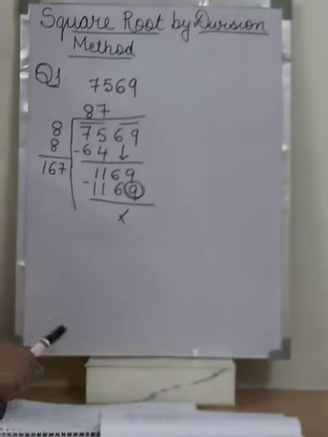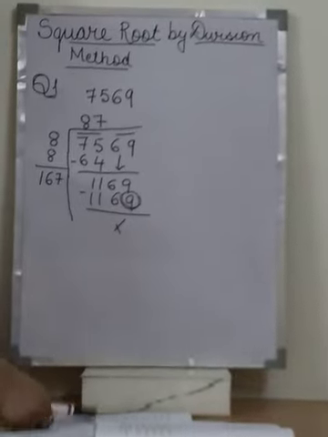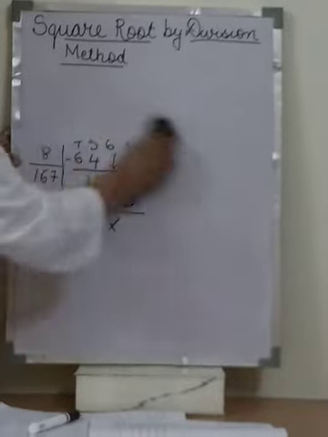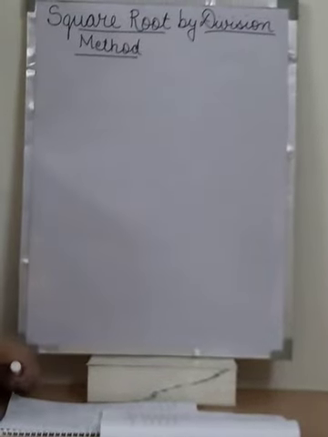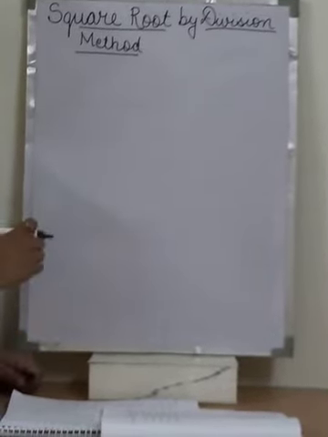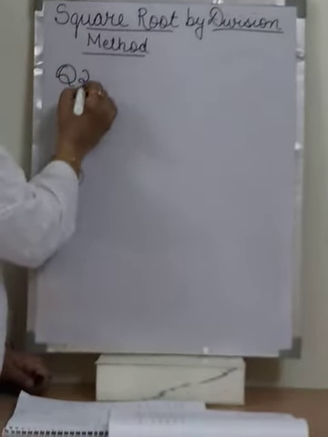Then I come to question number 2. Question number 2, I read for you. What they are saying: the area of a square field is 7744 square meters. Find its perimeter. So for question number 2, I just give a hint to you.